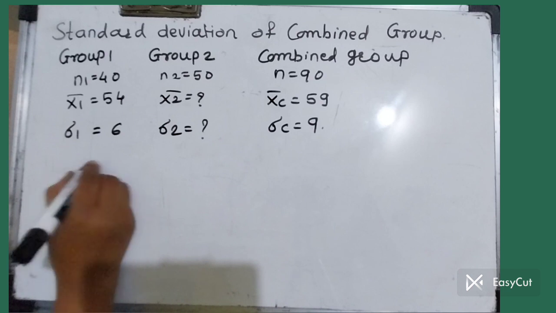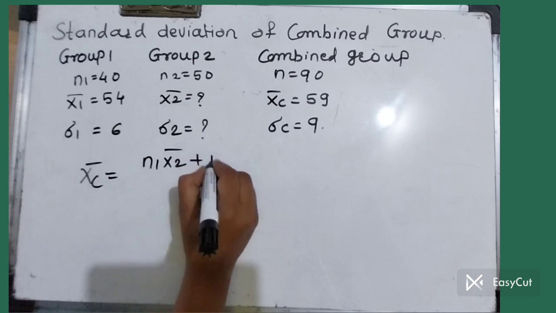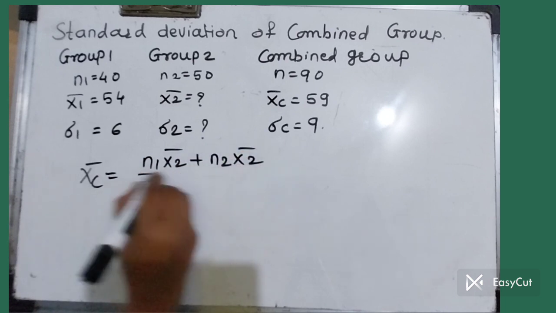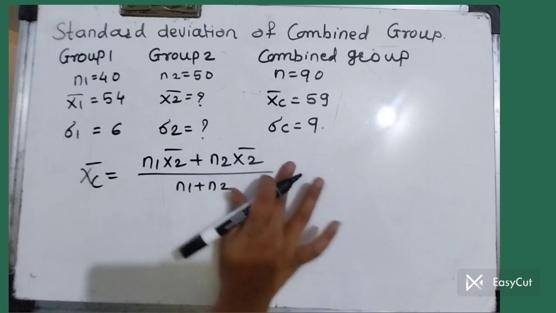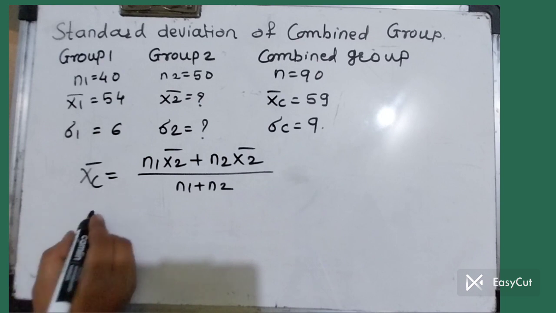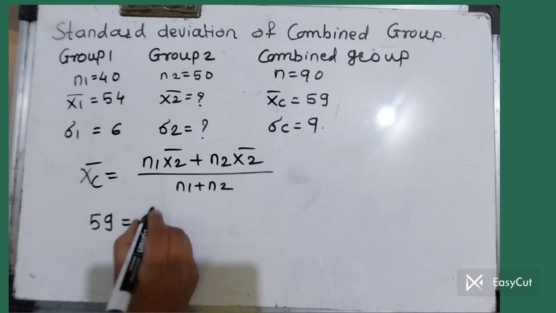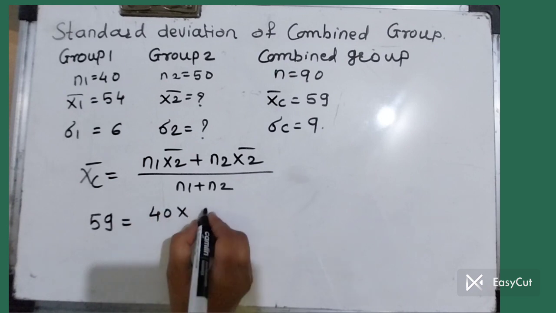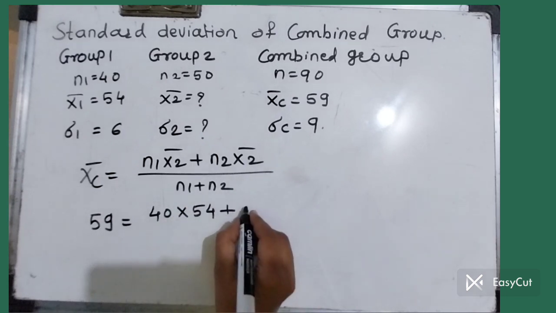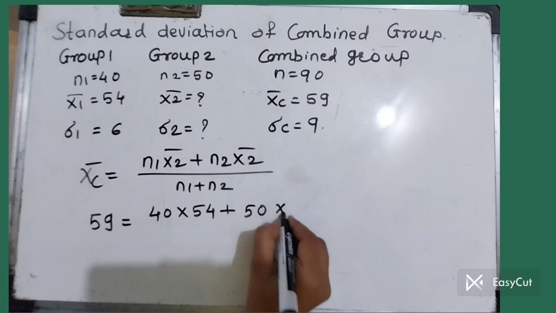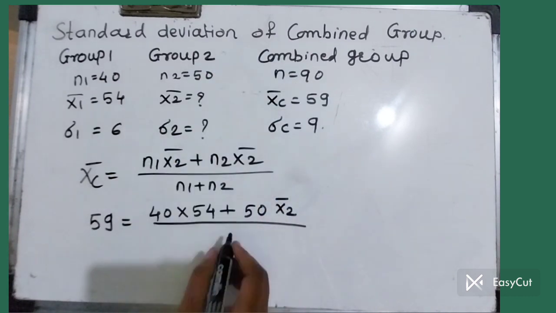See, XC bar is the combined group mean: N1 X1 bar plus N2 X2 bar upon N1 plus N2. Put all values in the formula. What is XC bar? XC bar is 59 equal to 40 into 54. Just put into the formula. N2 is 50. This X2 bar keep as it is. N1 plus N2 is 90.